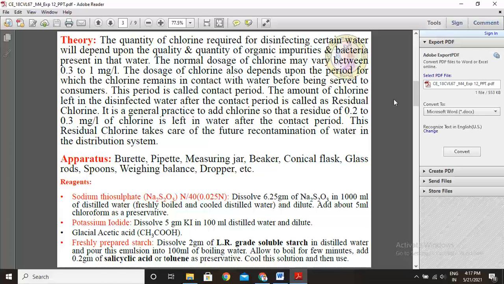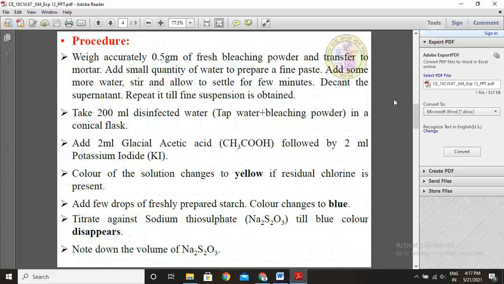Allow to boil for a few minutes. Add 0.2 gram of salicylic acid or toluene as preservative. Cool this solution and then use. So this is the procedure to prepare starch, that is fresh starch. Next, after the preparation of reagents, now you start the experiment, how to execute.